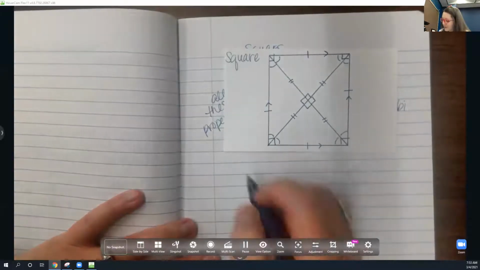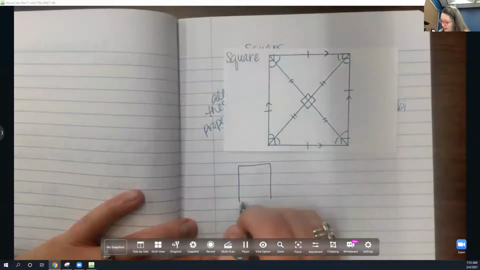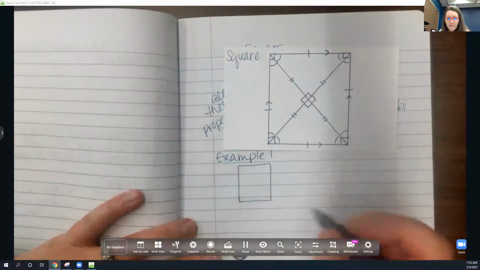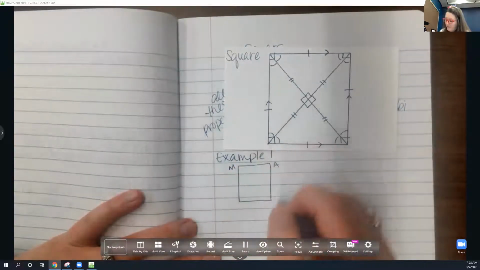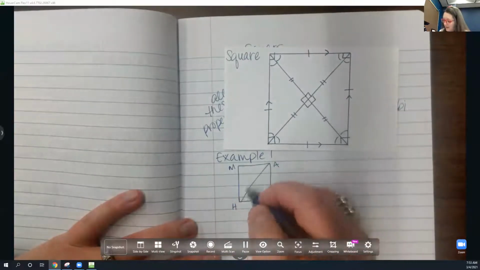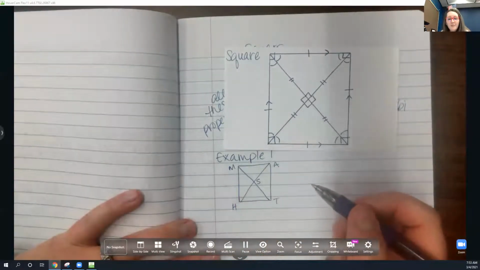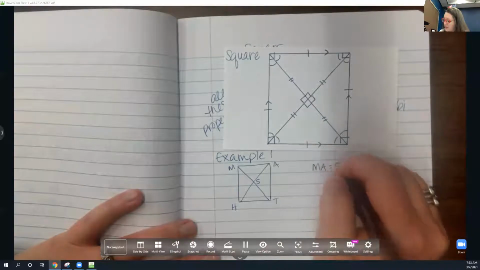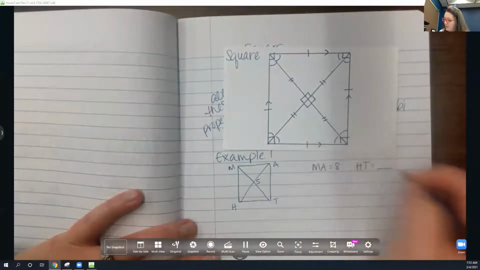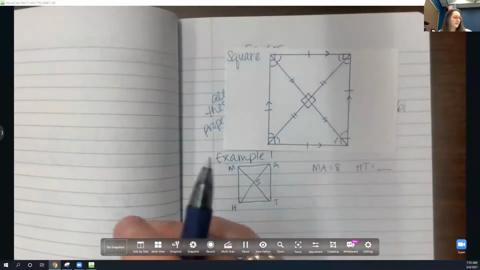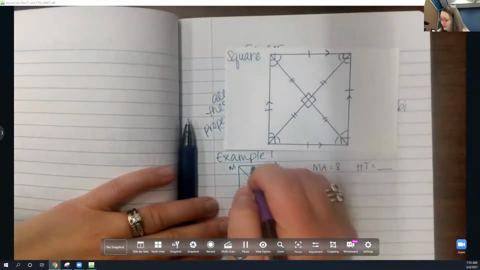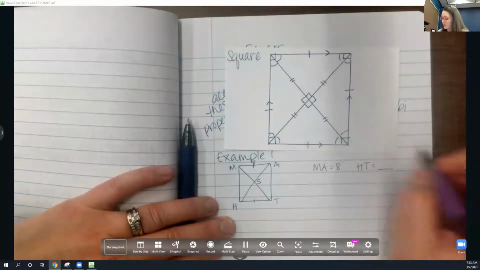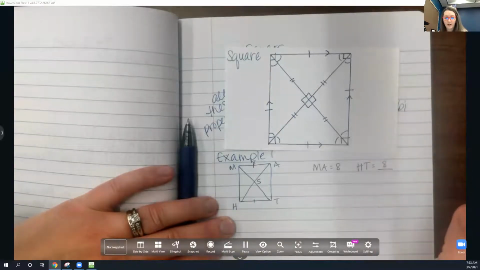All right, let's look at this square named MATH. Here's our example 1. If MATH is a square, wouldn't that be funny? MATH is a square, and S is in the middle. If MA is 8, then HT equals what? So let's think about this. If MA here is 8, then HT, all of the sides are congruent, so I know that HT is also going to equal 8, right?